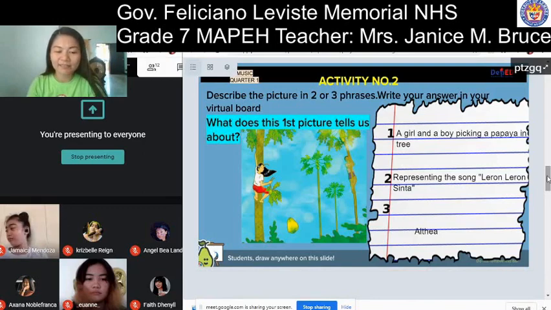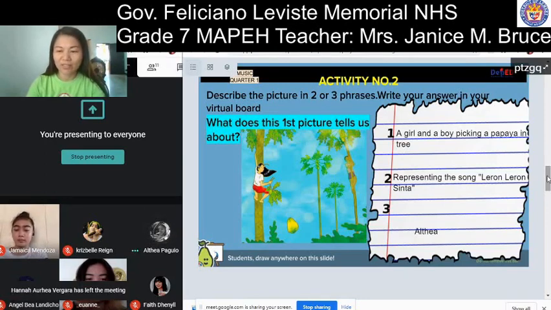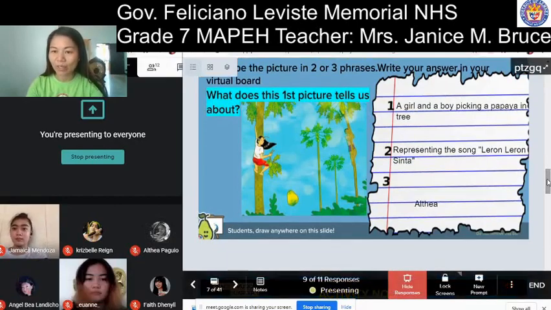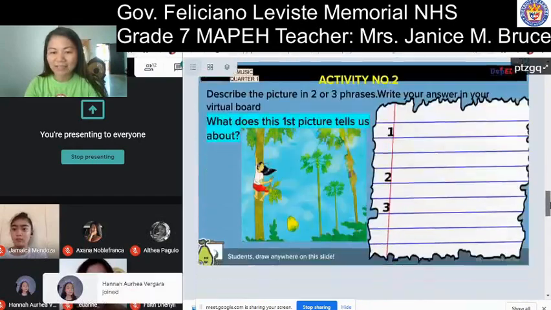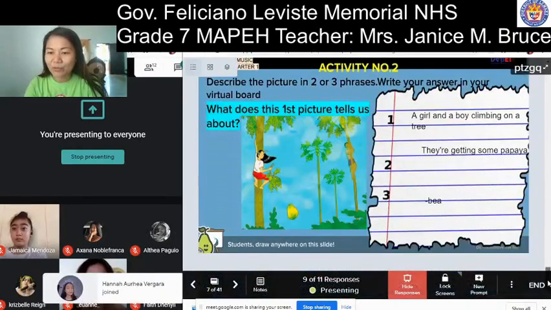Althea, are you there? Could you read your answer? Yes, ma'am. A girl and a boy picking papaya in a papaya tree, representing the song Leron Leron Sinta. Okay, so she has added that second one, representing the song Leron Leron Sinta. Okay, so thank you for those who have answered.